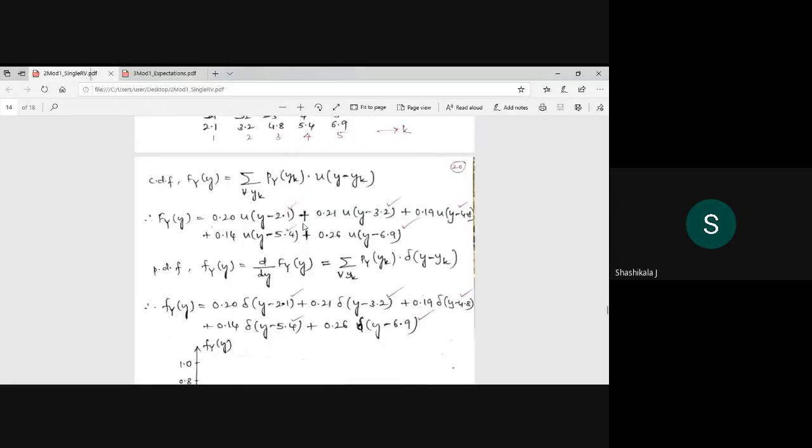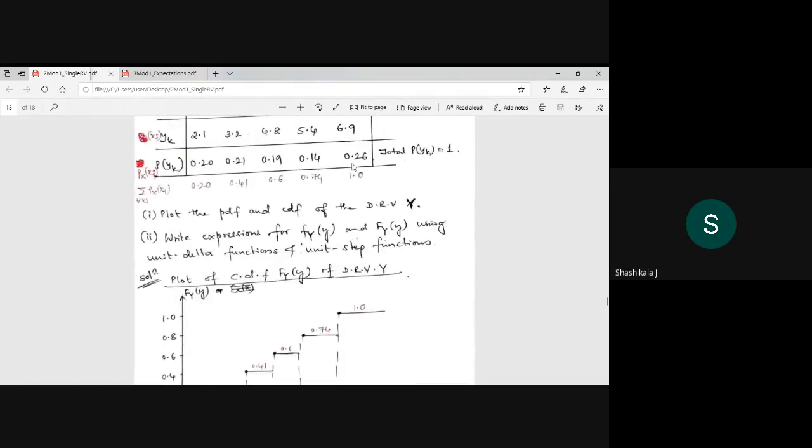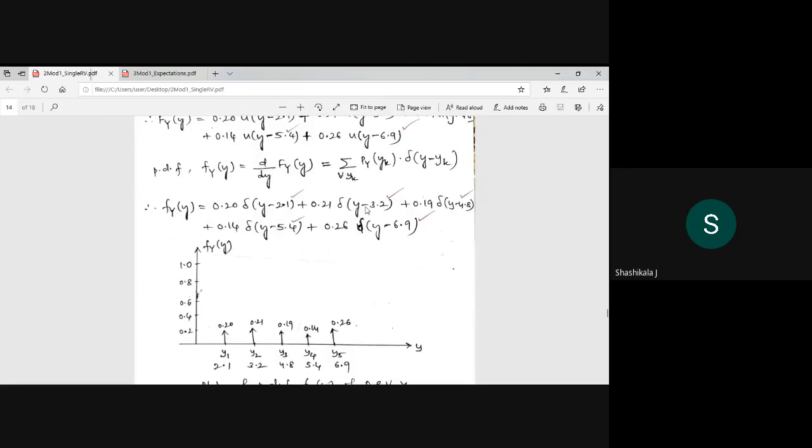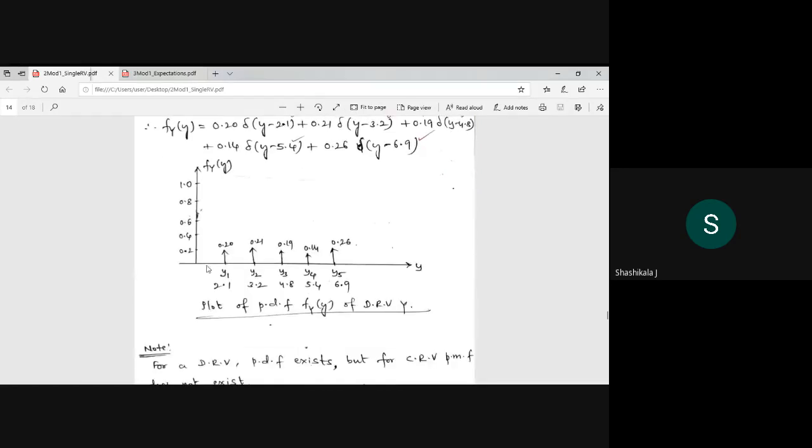So again here also you have to write the 0.20 into delta of y minus 21, and using these probability values you have to write the delta function. You know that the delta function occurs only at y equal to 2.1, for this y equal to 3.2, with this 0.9. And also you can observe that while writing, please at least write according to the scale.